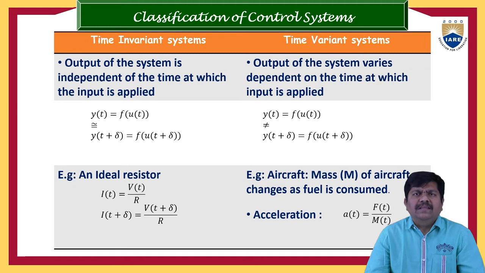Time variant system means, if you take this presentation, I am presenting an aircraft here. Once it is going to start, it will be full of fuel inside, so it will have its own mass. Let us assume 1 ton. And after that, once it starts flying, after 15 minutes or half an hour, what happens?